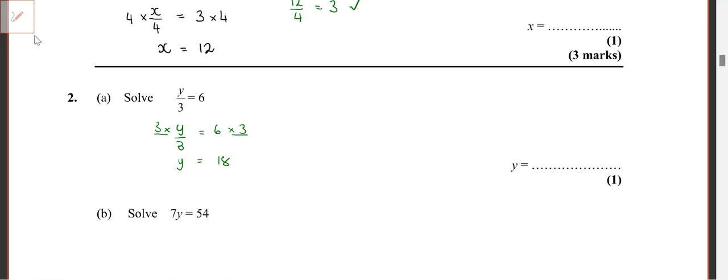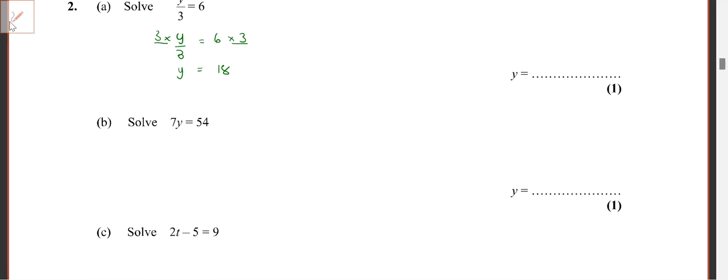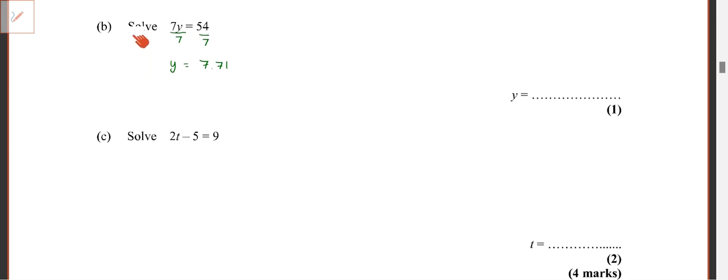The next one is 7 times y, so we are going to divide by 7. So 1y equals 54 divided by 7, we've got 7.71, I think. Check on our calculators. I think that was supposed to say something different. That would make a lot more sense. Alright.